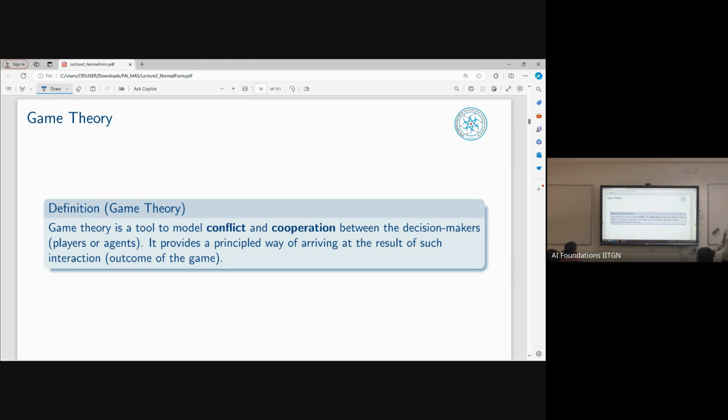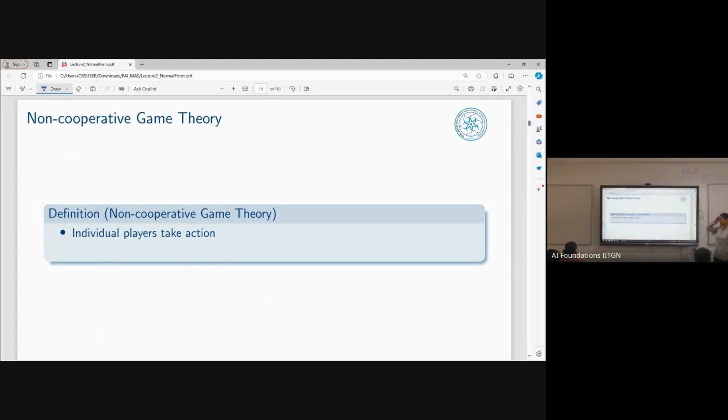Now for the first half of the lecture, we'll be covering non-cooperative game theory. And what is non-cooperative game theory? In non-cooperative game theory, the actions are defined for individual players. So every individual player has a set of actions and it is defined only for them, as opposed to a set of actions defined for a group of players. Both of you can form a coalition and do some action, but that's not what we are talking about here.